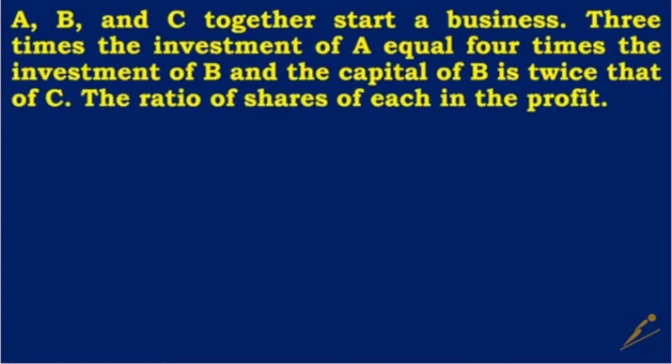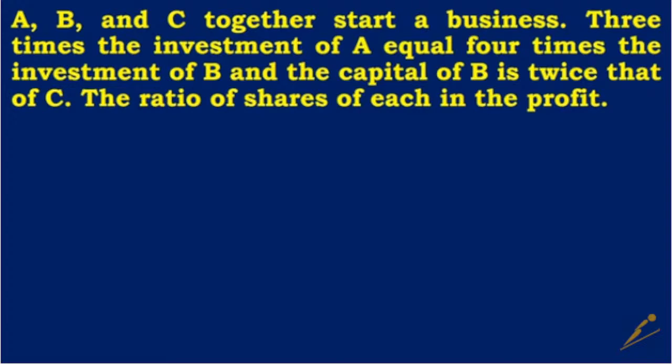Example 2. A, B, and C together start a business. 3 times the investment of A equals 4 times the investment of B, and the capital of B is twice that of C. Find the ratio of shares of each in the profit. We can start by using the given ratios to find a common ratio for A, B, and C.